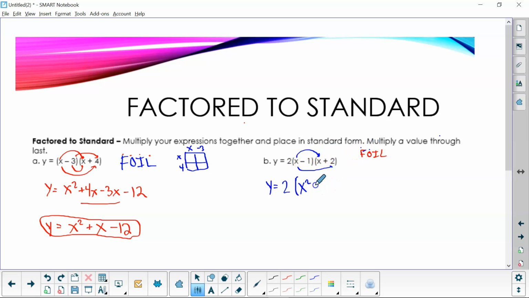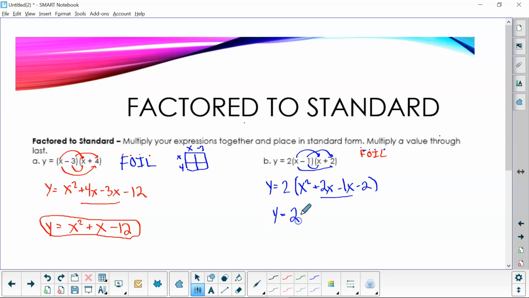X times 2 is plus 2x. And then inside times inside, negative 1 times x is negative 1x. I'm going to leave my 1 there for a minute because I've got to deal with it again. And then last times last, negative 1 times positive 2 is negative 2. That's my last. Now I have to combine these two terms in here.